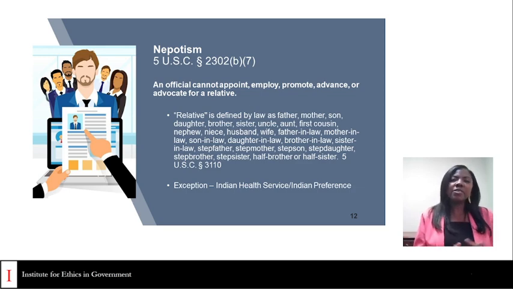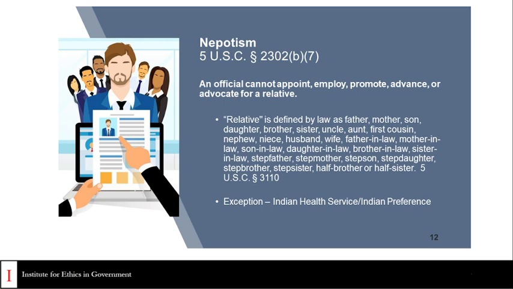So with nepotism, it is improper to appoint an official. And we're talking about an official. It's someone with personnel action authority. They cannot appoint, employ, promote, advance, or advocate for a relative. And relative is defined here on this slide. I'd always get questions during presentations about, well, who really constitutes a relative? So I made sure when going forward that I would include the full definition of relative on this slide.